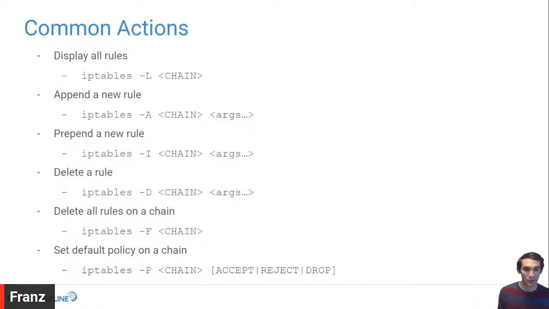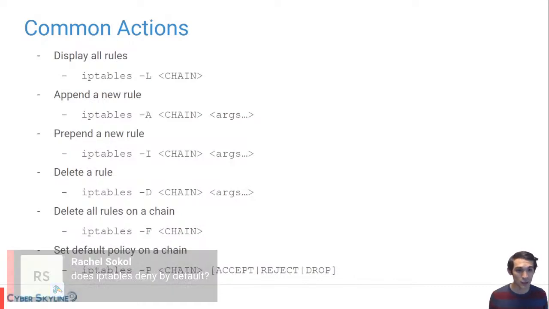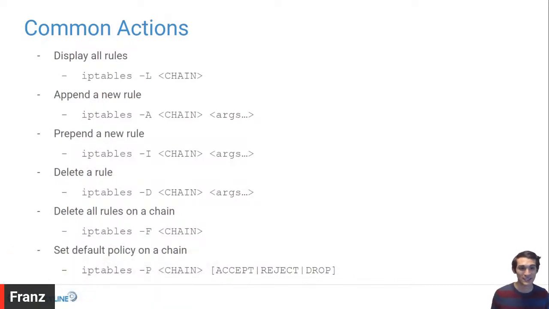So I'm seeing a couple questions in the chat. We've got Rachel asking, does iptables deny by default? And the answer is no. iptables does not deny by default. When you have iptables installed, the very default is just accept everything. So you're safe in that clean default configuration, but if you make any changes, no guarantees there.